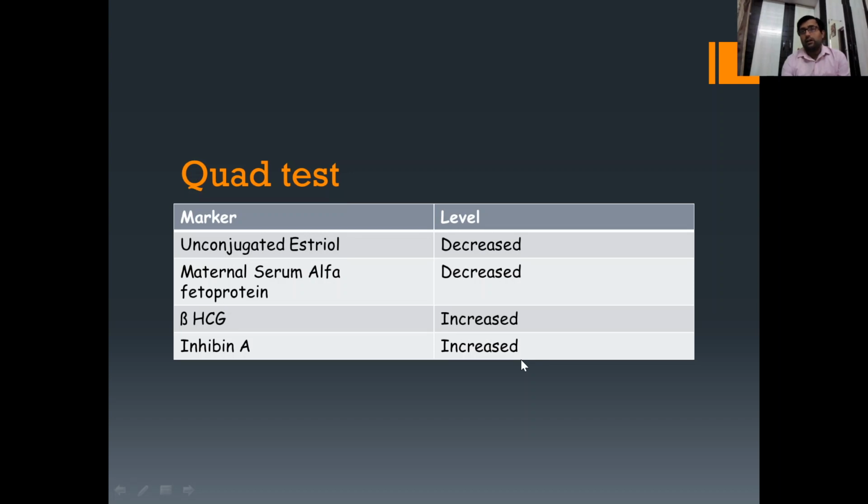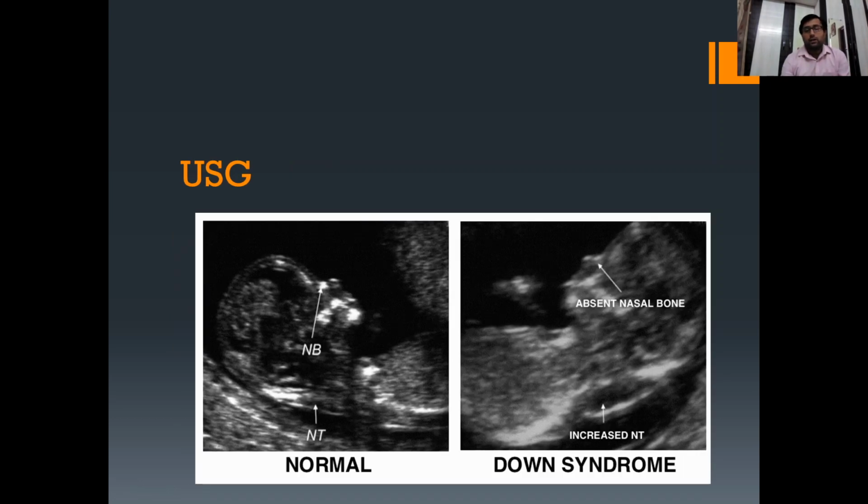Another screening which we can do in prenatal life is by using ultrasonographic examination. In this, we can find absent nasal bone and increased nuchal thickness. When this nuchal thickness is more than 3 mm, then it is suggesting of Down syndrome.